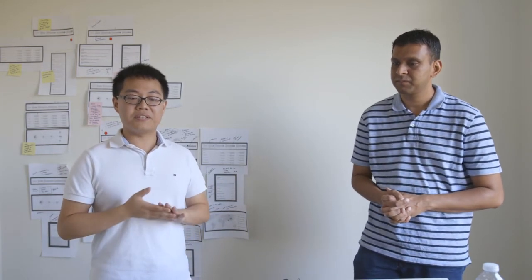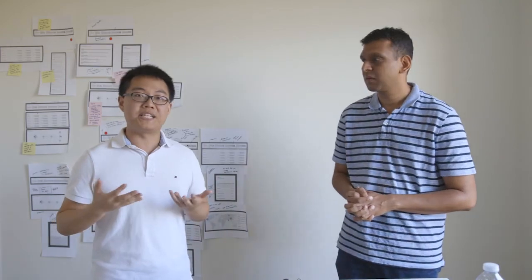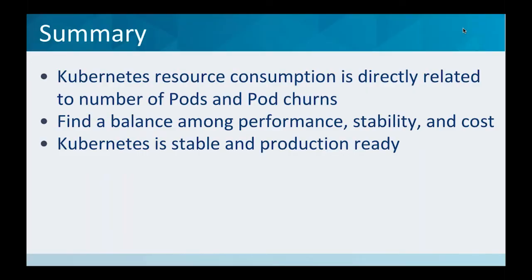Okay, so this is about the work we did to harden Kubernetes. There are some summary points you can keep in mind when you do tuning or work with Kubernetes. First, Kubernetes resource consumption is directly related to the number of pods cluster-wide and the degree of pod churn. If you have more pods or higher pod churn, you definitely need to allocate Kubernetes more resources to ensure stability.